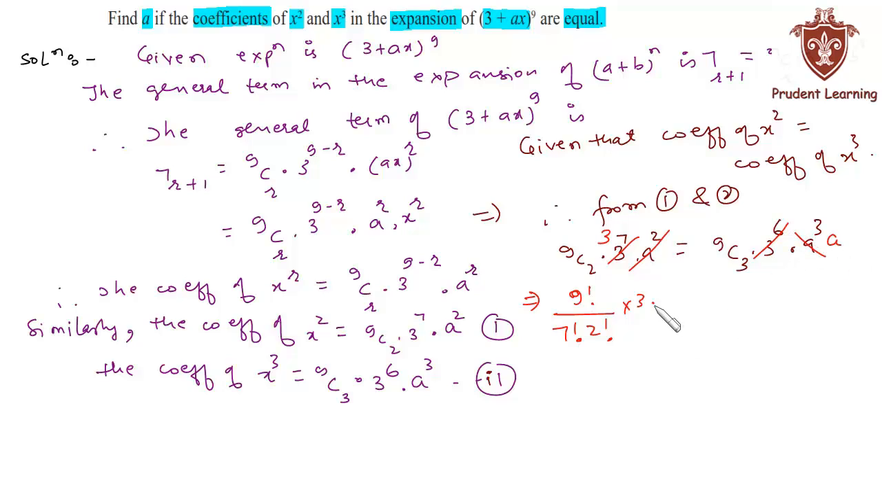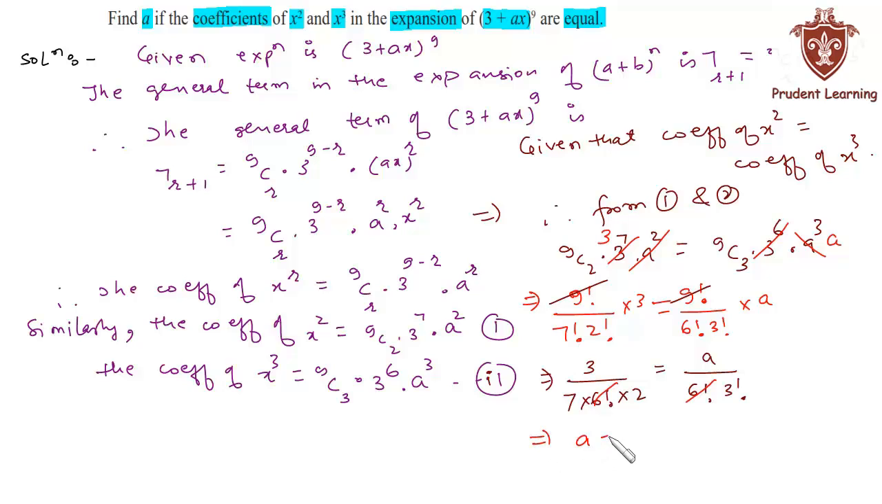on the right hand side, equals 9C3, which is nothing but factorial 9 upon (9 minus 3), that is 6 factorial, into 3 factorial, into a. Here we can cancel 9 factorial on both sides, and now we can write 3 upon 7 factorial, which is nothing but 7 into 6 factorial, into 2 factorial, which is 2 itself, equal to a upon 6 factorial into 3 factorial. Here we can cancel 6 factorial on both sides, so we have a equal to 3 into 3 factorial upon 7 into 2.